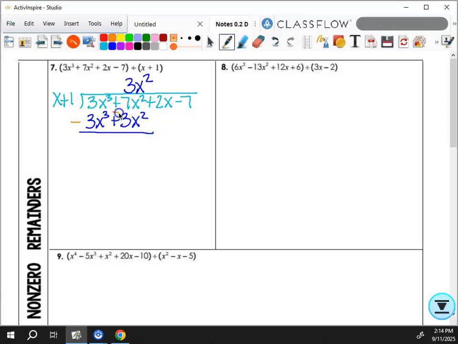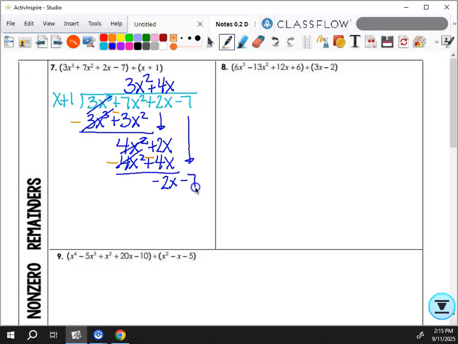Change the signs. Those zero out. This gives me 4x squared. Bring down the 2x. 4x squared divided by x is 4x. 4x squared plus 4x. Then what do we do? Change the signs. Negative 2x. Bring down the negative 7.